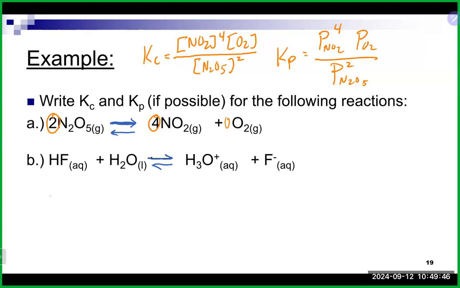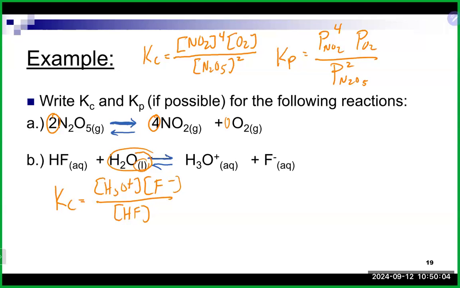For our bottom one here, we're going to go Kc is equal to the concentration of H3O plus times concentration of F minus divided by the concentration of HF. Do I put the water in? I do not, because it is a pure liquid. So it is left off as it will be constant. And that would be our Kc expression in this case. Can I write a Kp in this case? I cannot either because there's no gases, right? So there's no way to kind of write a Kp. So you do need some gases to do that.